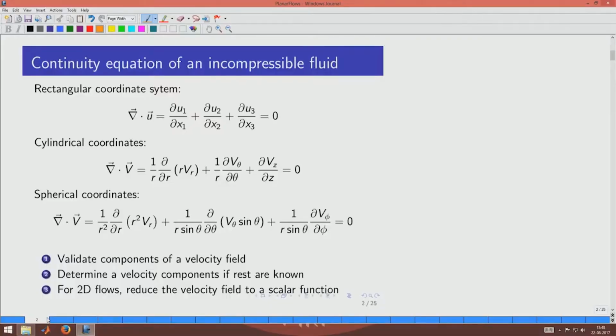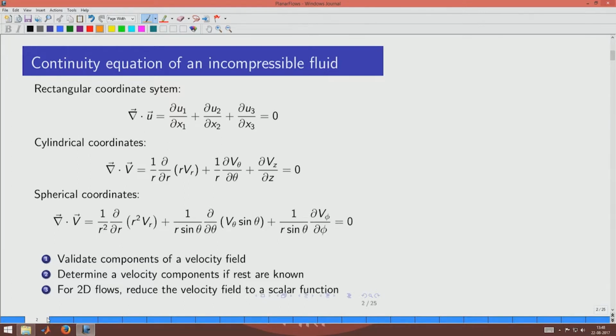So, welcome to the session on planar flows as part of the NPTEL MOOC on transport phenomena in materials. By planar flow, we mean flow field where the velocity vector has only two components, and we can also call them as 2D flows. So, a quick recap of the continuity equation which we derived and used in the previous session.